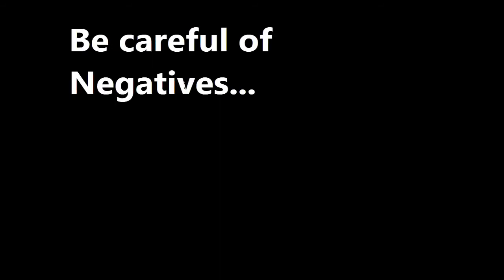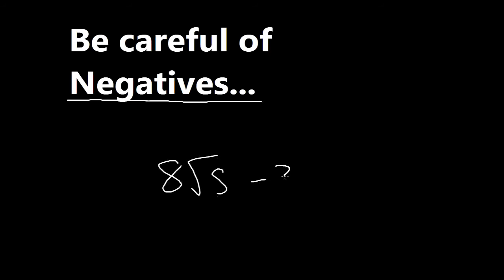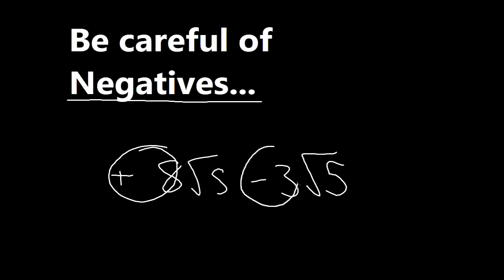The only other thing to be careful about in this one is negatives. Sometimes you can have things like, let's say, 8 root 5 minus 3 root 5. In this case we have a plus 8 and a minus 3, so it's very easy, we just do 8 minus 3. That's pretty simple, just go ahead and do 5 root 5.